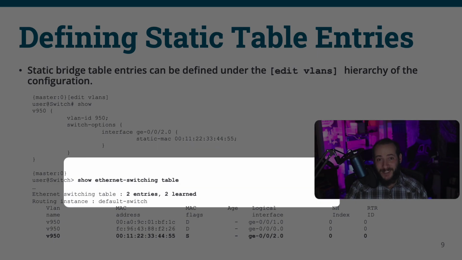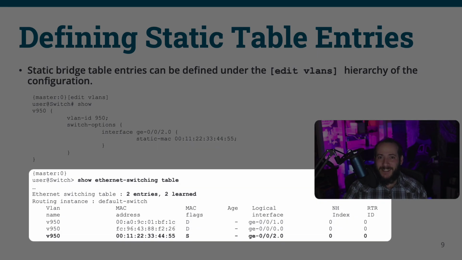Below, we have a sample output reflecting the static entry in the bridging table. We see that the flags column has an S for the static entry we just created.